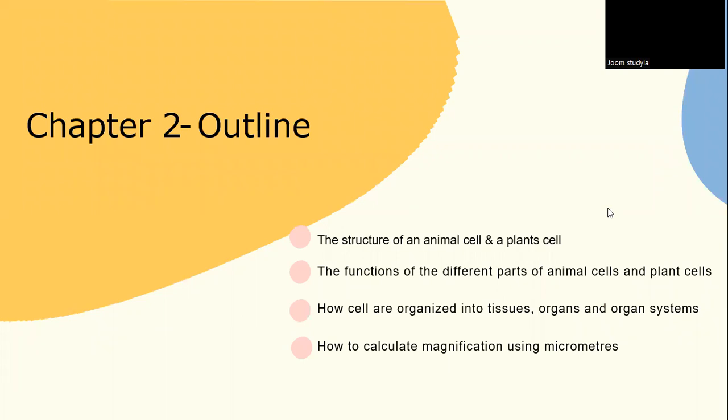Chapter 2 outline: we will be discussing the structure of animal cells and plant cells, the function of the different parts of animal cells and plant cells, how cells are organized into tissues, organs, and organ systems, and how to calculate magnifications using micrometers.